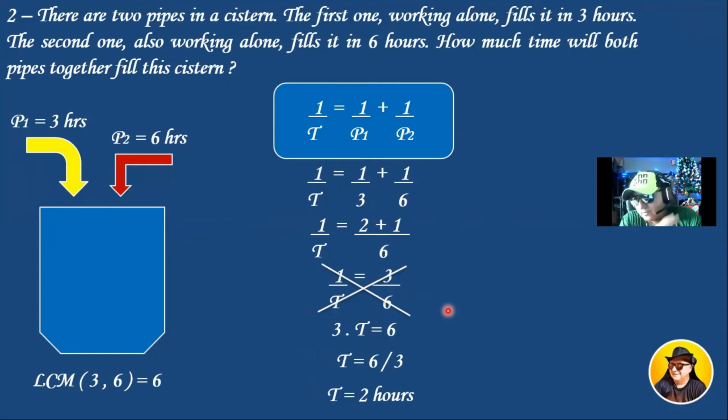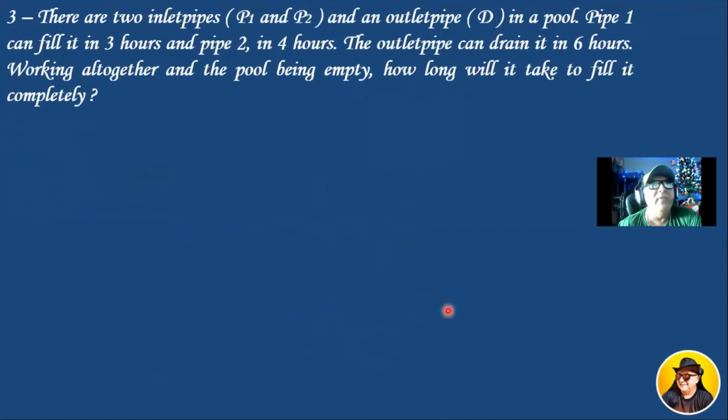Okay, let's go to question number 3. Question 3. There are 2 inlet pipes, P1 and P2, and an outlet pipe D in a pool. Pipe 1 can fill it in 3 hours and pipe 2 in 4 hours. The outlet pipe can drain it in 6 hours, working all together and the pool being empty. How long will it take to fill it completely?